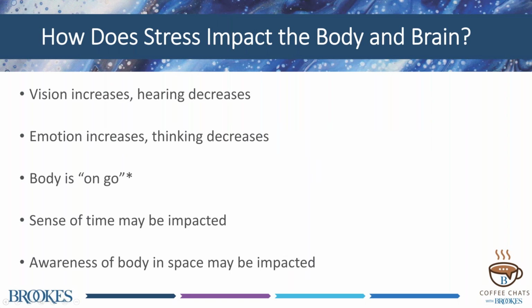When stress chemicals course through our brains and bodies, there are specific changes that occur. Our vision centers become more active and our auditory centers become less active, which means we see more and we hear less. Our emotional parts of our brain take control and our cognitive portions take a back seat. So what happens? We're not as effective in generating language or processing language of others. We tend to rely heavily on visual cues, and we take things in a much more emotional manner.